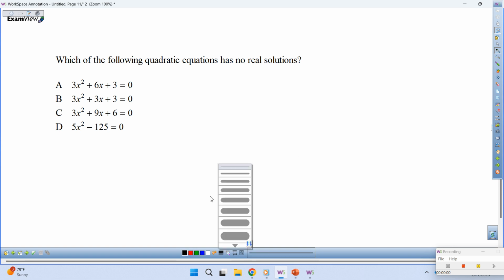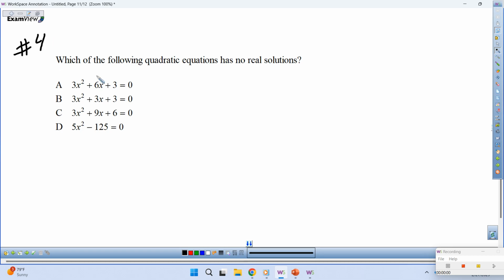Alright, this is problem number 4 from the study guide. Which of the following quadratic equations has no real solutions? Once again, in order to check for real or no solutions, you always start with your b squared minus 4ac, the discriminant. If you notice, all of them are in standard form, from highest to lowest.